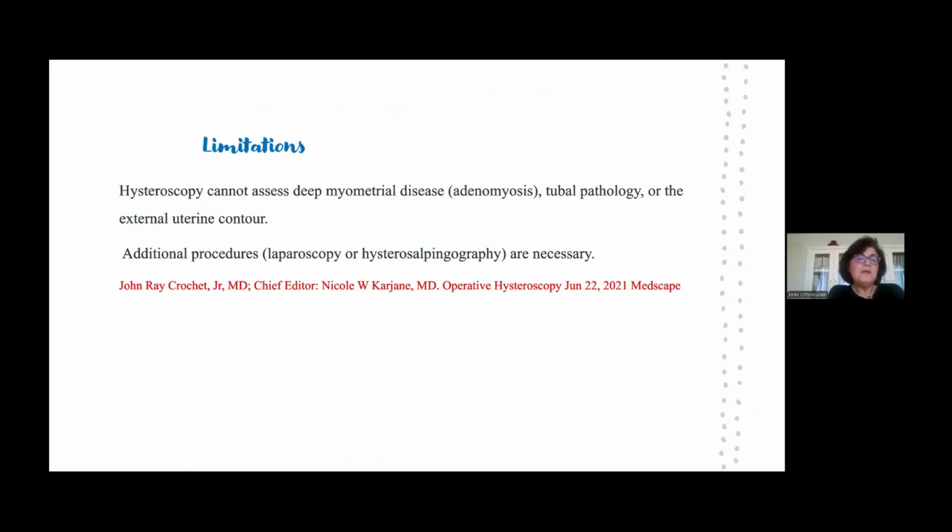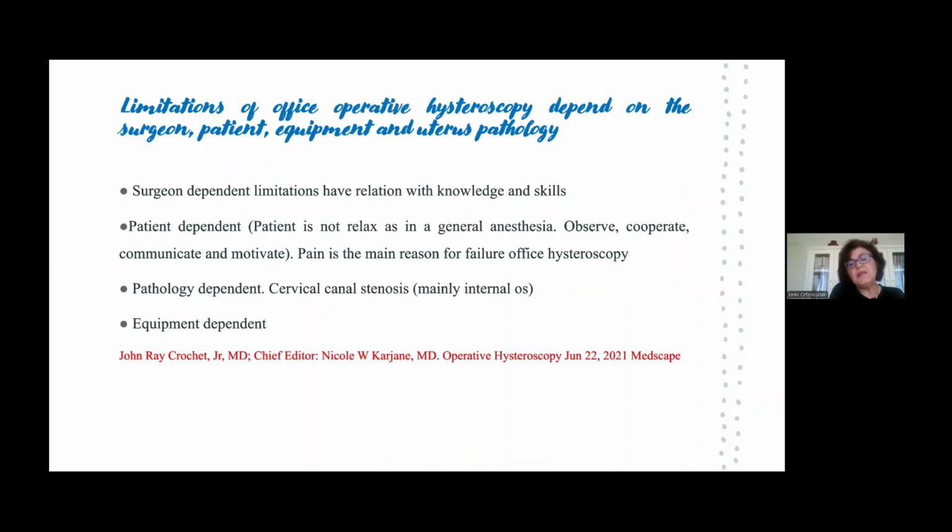But hysteroscopy cannot assess deep myometrial disease like adenomyosis, tubal pathology, or extreme uterine contour. Additional procedures, laparoscopy or hysterosalpingography, are necessary. Limitations of office operative hysteroscopy depend on the surgeon, patient, equipment, and uterine pathology. Surgeon-dependent limitations relate to knowledge and skills. Patient-dependent: the patient is not relaxed as in general anesthesia. Observe, cooperate, communicate, and motivate.